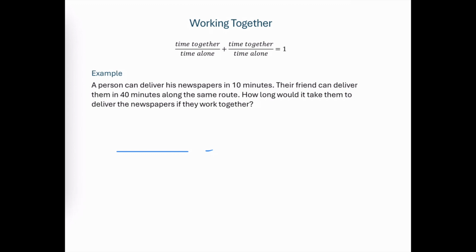So we'll set up our equation, which is some fraction of the job plus another fraction of the job is equal to 1. And now let's reread the problem so that we can determine what goes into the numerators and denominators in each of these fractions.